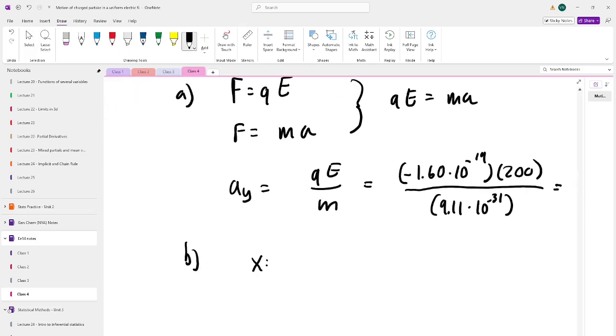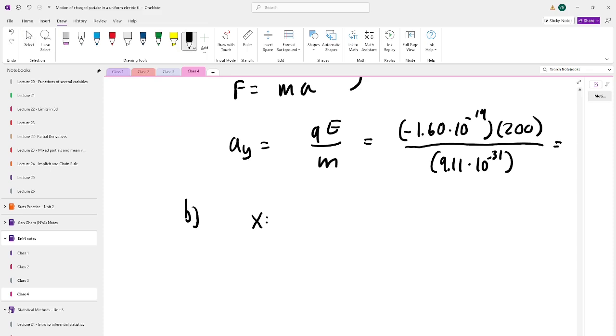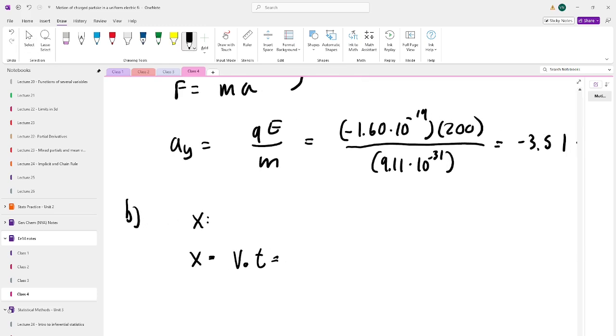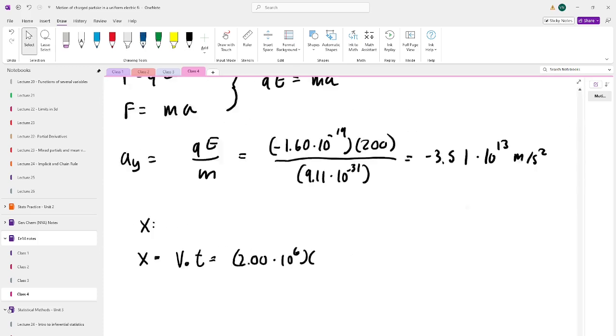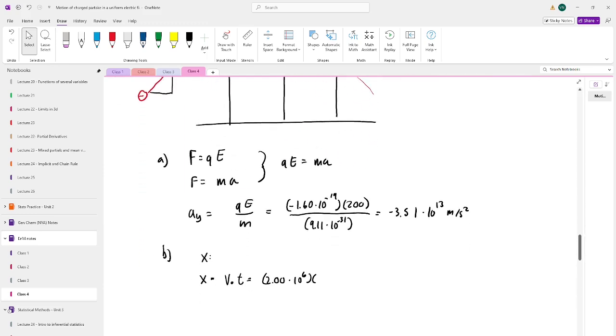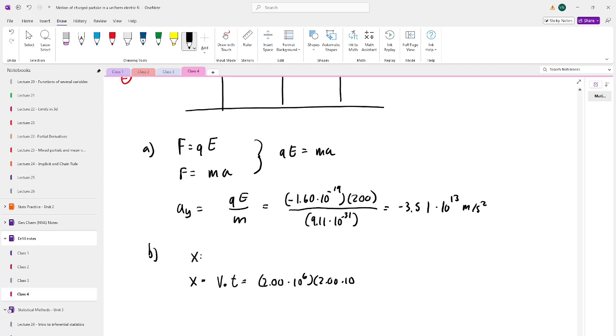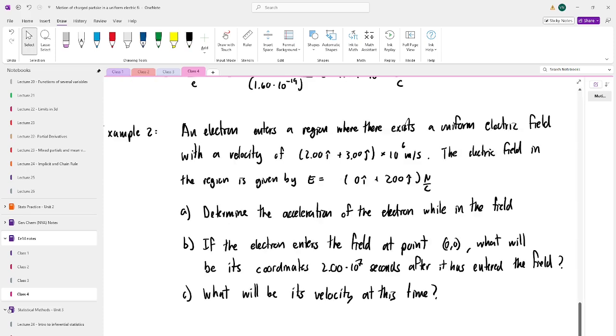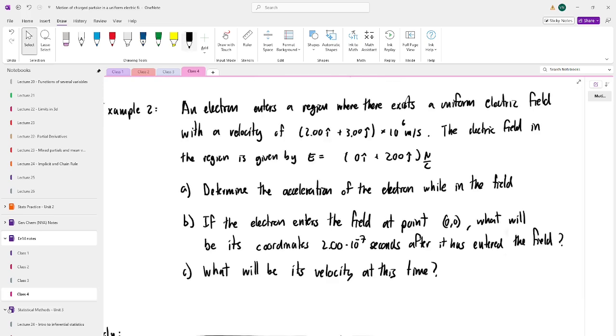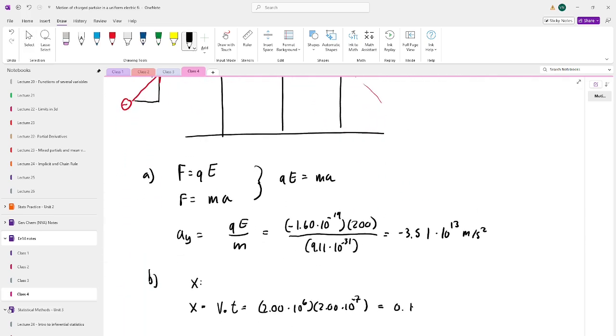So in the x direction, we know that x is equal to the initial speed, which does not change over time, multiplied by the time. We know the initial speed in the x direction because it's given. So it's 2.00 times 10 to the 6 meters per second. And then they're asking us after 2 times 10 to the minus 7 seconds. So we can calculate that pretty easily, which is 0.4.